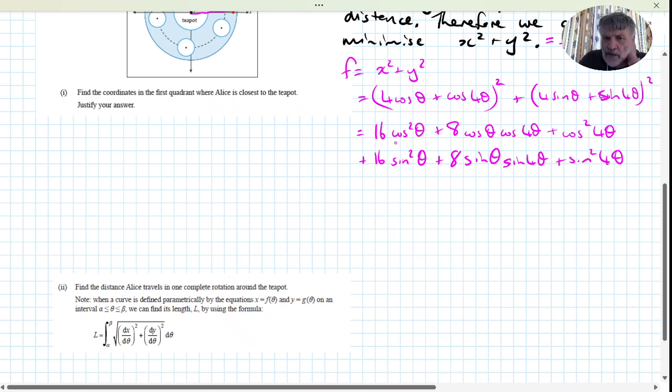And then remember that cosine squared plus sine squared, whatever the angle, is 1. So we've got 16 times 1 here, and we got 1 over here. So this is equal to 17 plus 8 lots of cos theta cos 4 theta plus sine theta sine 4 theta.